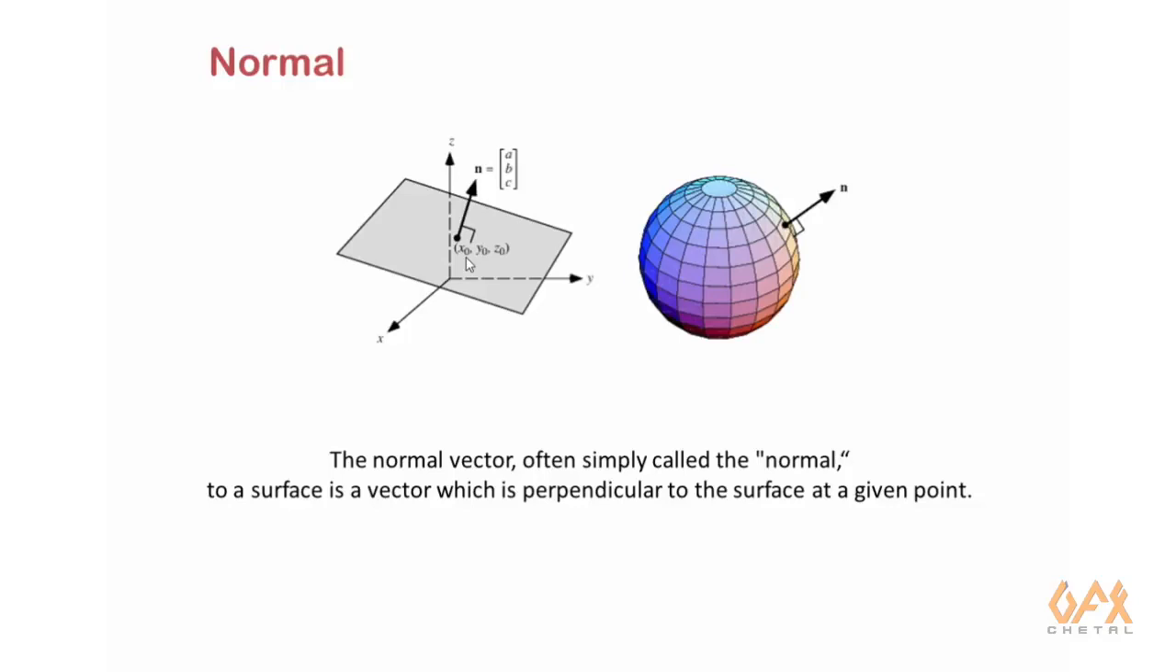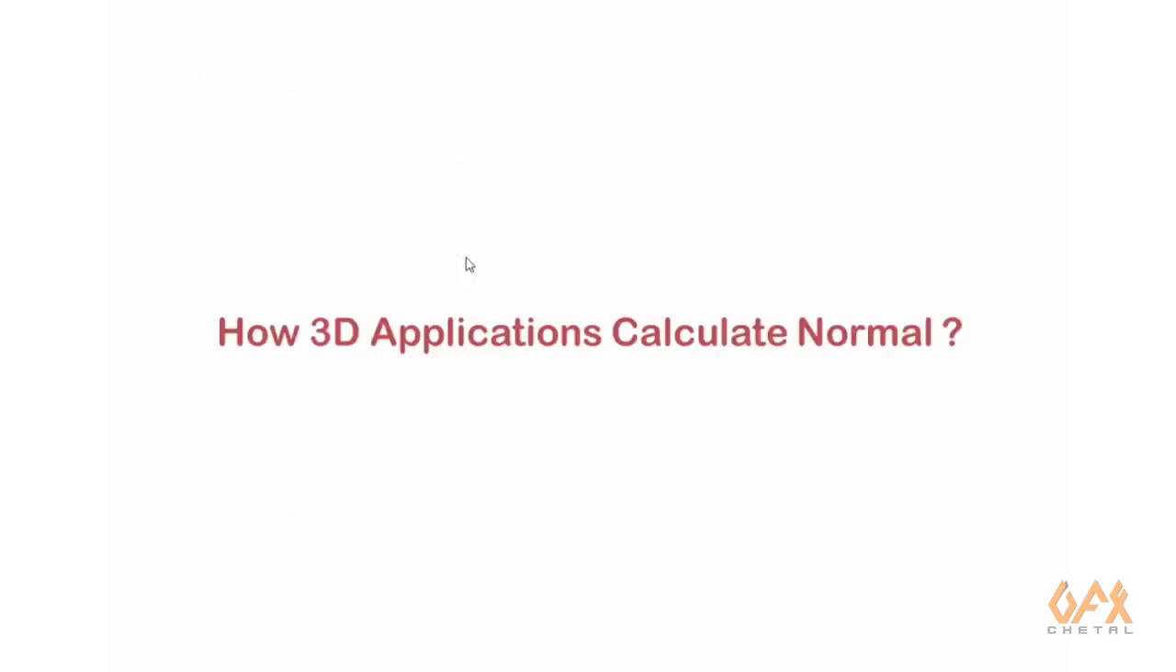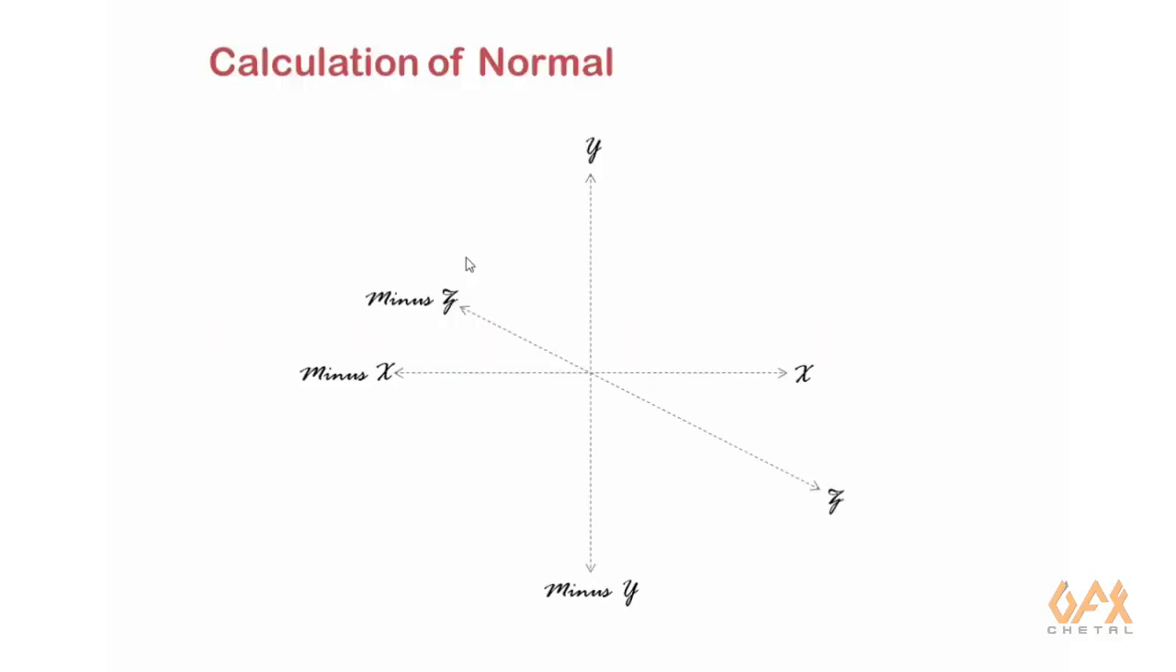But the question is that when we render a normal pass, we see color, different colors. So how is that color applied? Basically, how does any 3D application calculate this normal? Let me show.